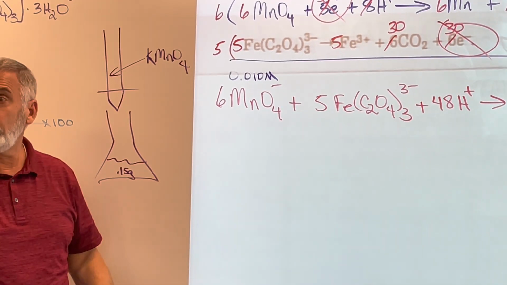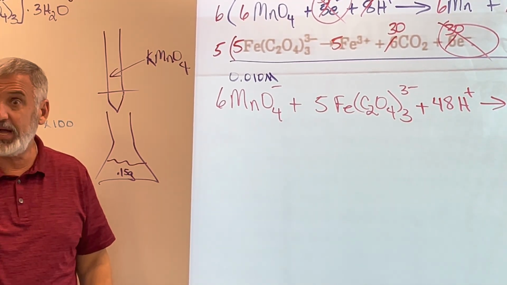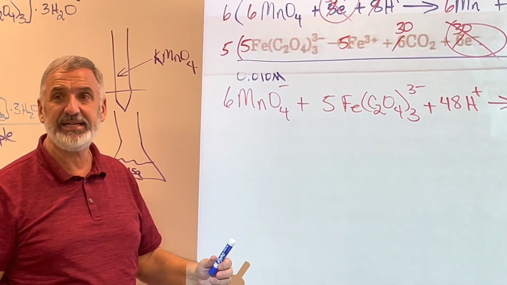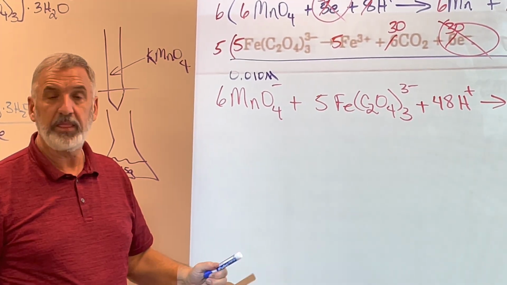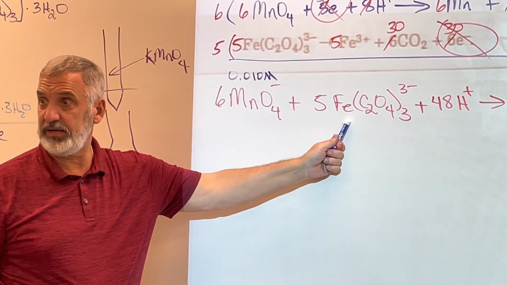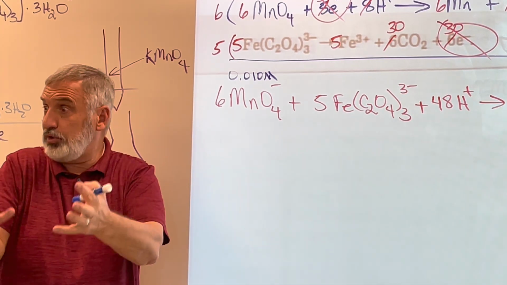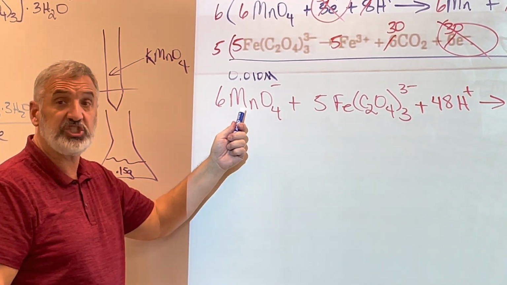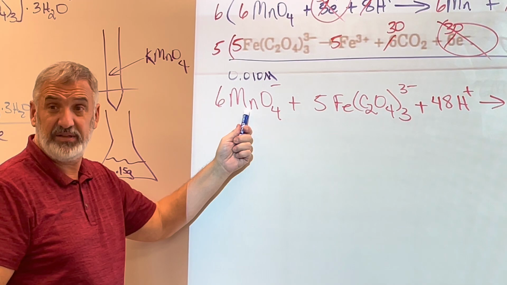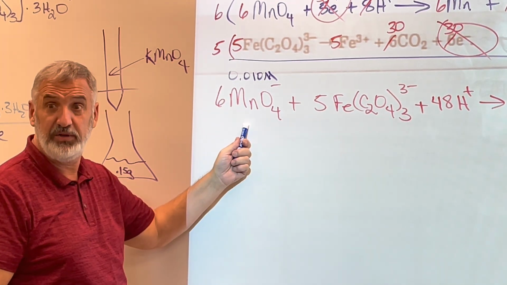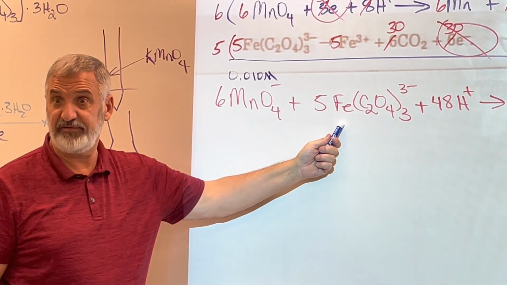So right when it turned faint pink, where one drop made a change, what did that mean? All of that was used up, right? So we're in exact mole ratios, which means for every 6 moles of this that I put in, that I measured, molarity times volume, there must have been 5 moles of that.